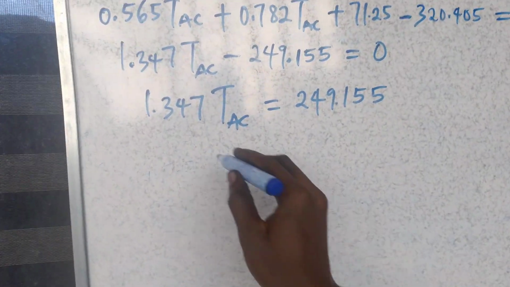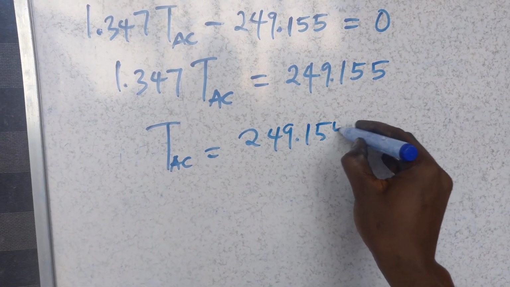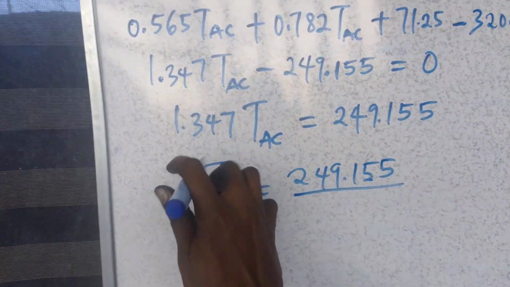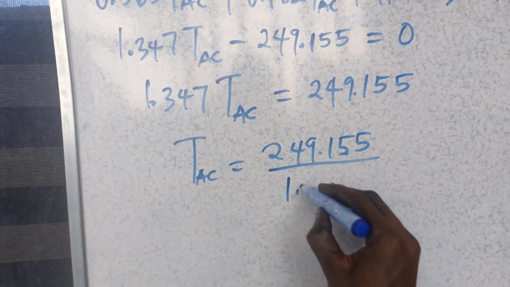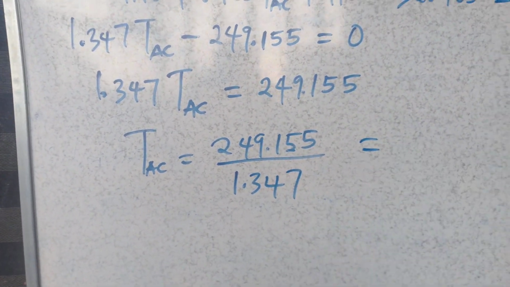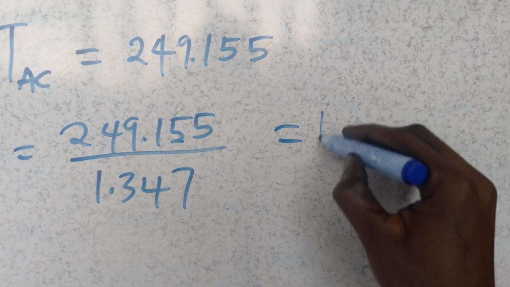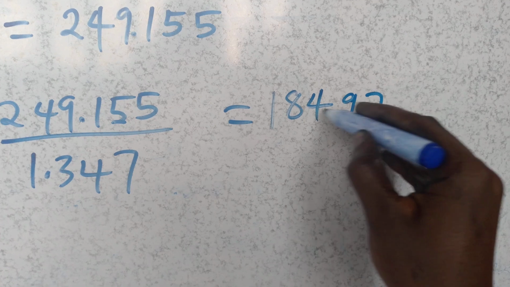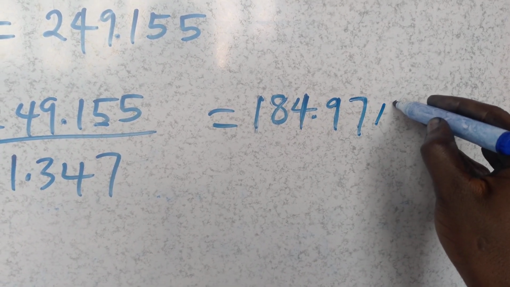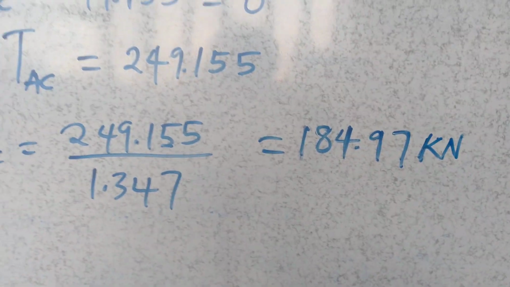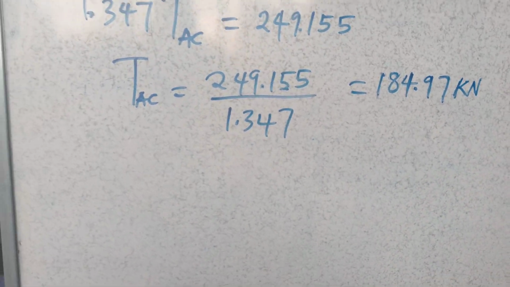Okay, so making TAC the subject of the formula, TAC will be equal to 249.155 divided by the coefficient of TAC, which is 1.347. Dividing by 1.347, this will give me 184.97 kilonewton. Okay, so it's 184.97 kilonewton.